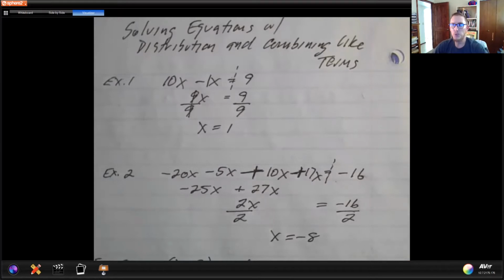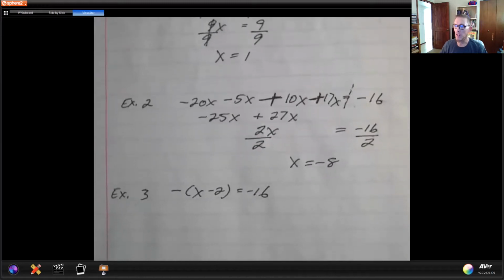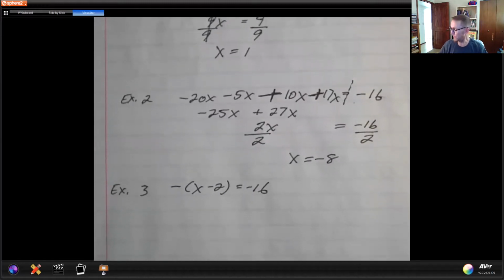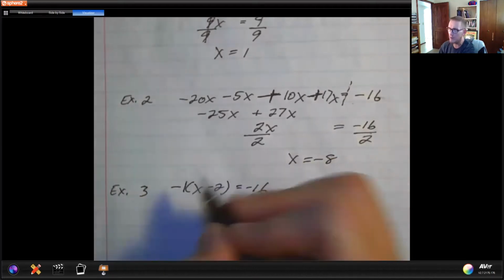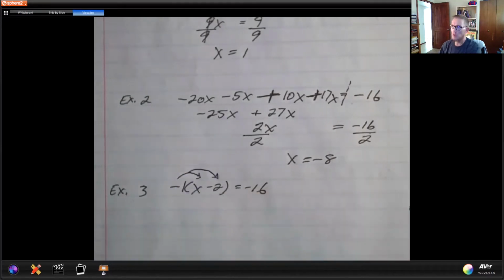So 2 examples of solving equations with combining like terms. Well, now let's go ahead and introduce distributive property into that problem. So I'm going to go to example 3. And example 3 has a negative sign in front of the parentheses, and I have to get rid of the parentheses using distributive property. Well, recall from previous lessons that if there is no number there, we're going to put a 1. And I'm then going to distribute the negative 1 to the x and to the negative 2.